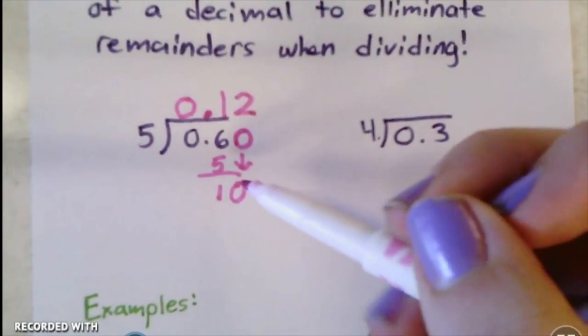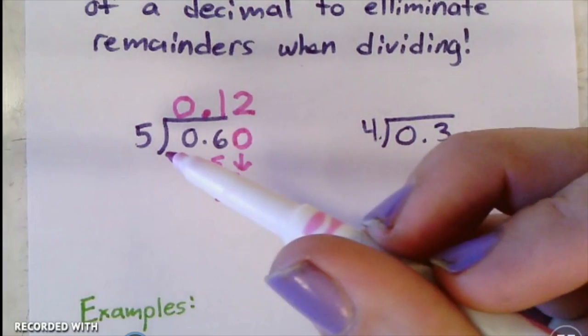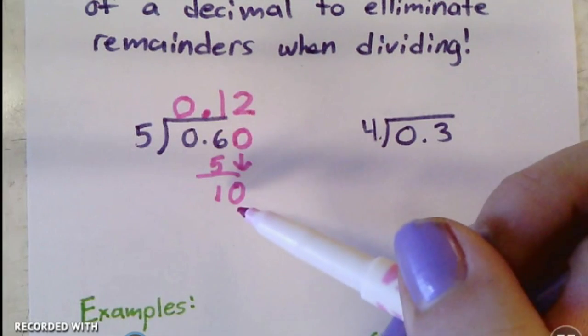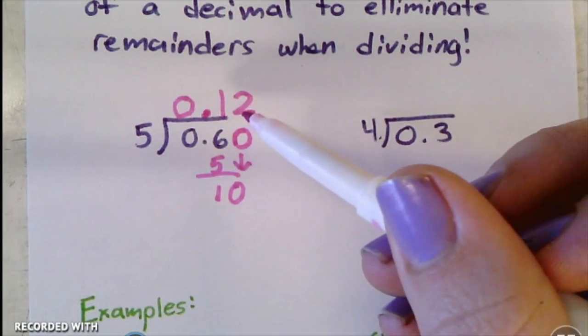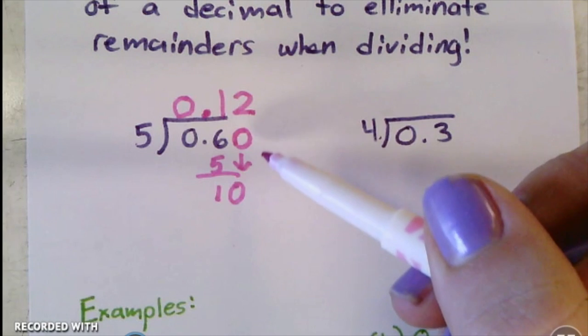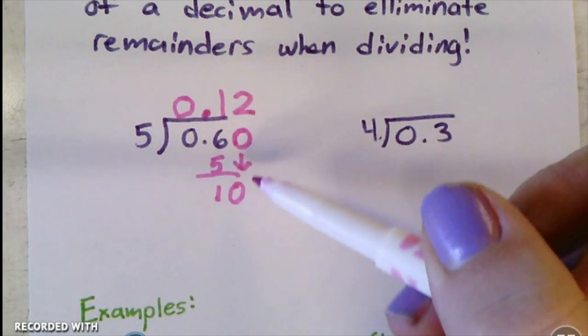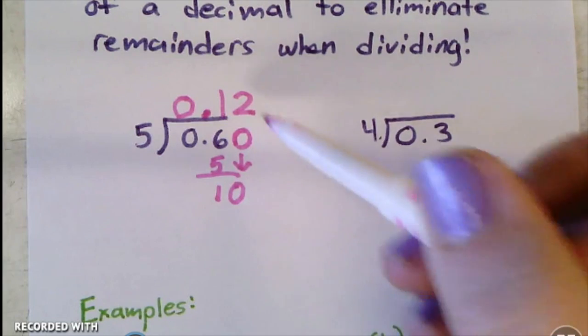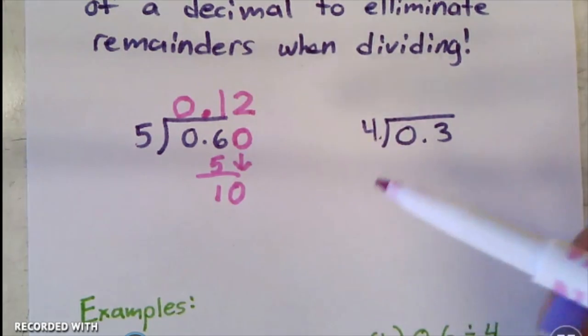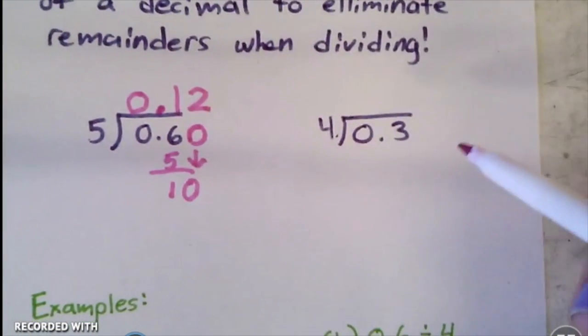If by chance, when I brought down the 0, the number still would not go into it, then I would have to add a 0 here, add another 0, and bring down a second 0 to divide it. But as long as it goes in, when you bring down that first 0, you can just write it in right there. Pretty cool, huh? Let's look at another example.